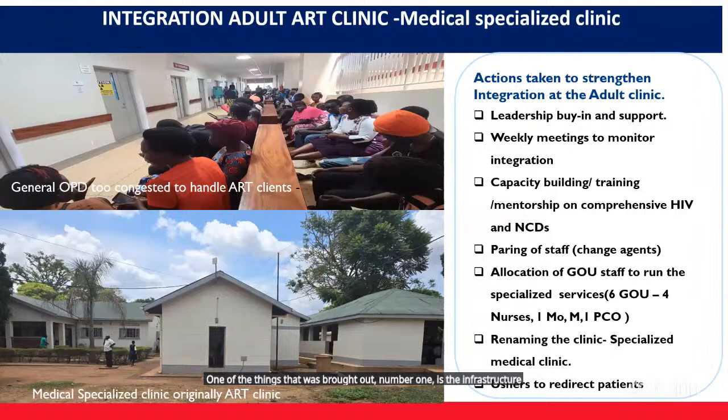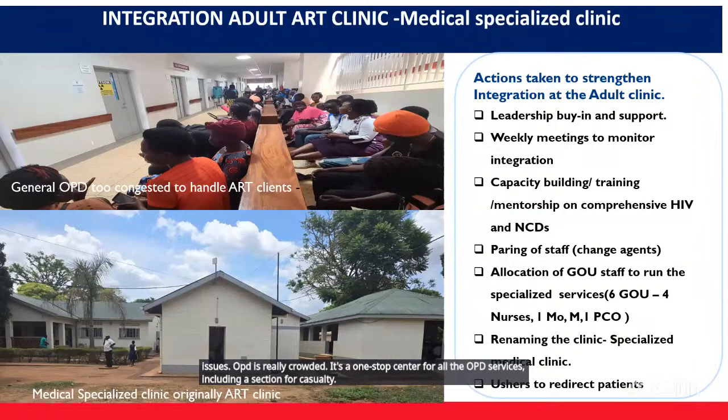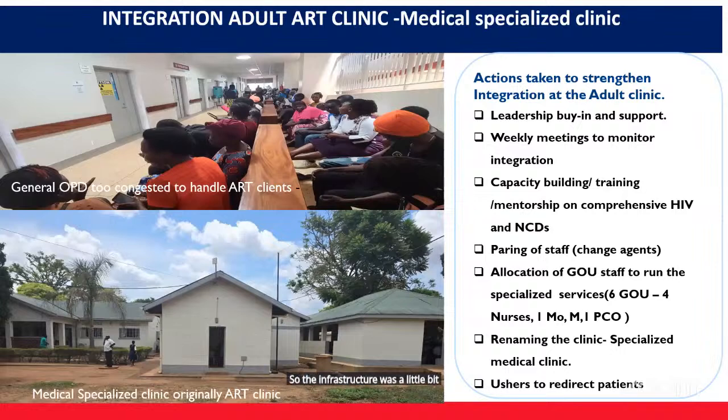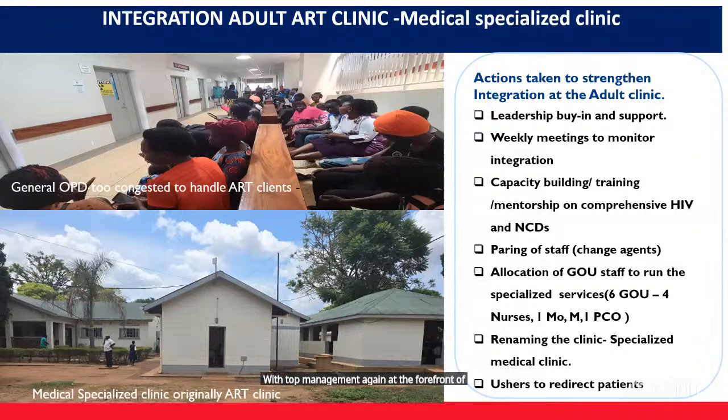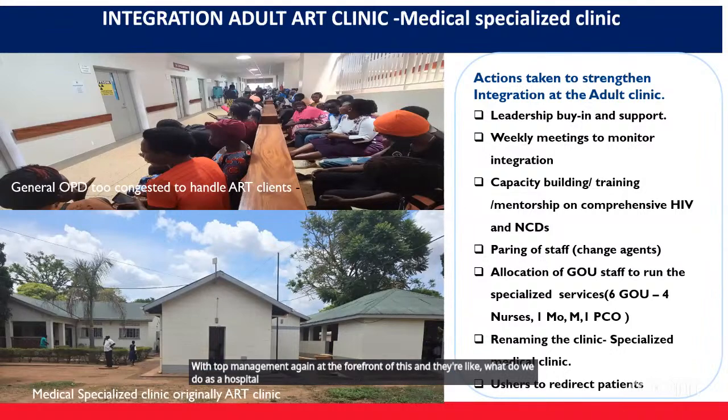OPD is really crowded. It's a one-stop center for all the OPD services, including a section for casualty. So the infrastructure was a little bit complex, because even with only the existing OPD clients by then, there was already crowding. As you can see, this is a component of the upper picture. So we had to get back to the drawing board with top management at the forefront of this, and they asked, what do we do as a hospital?